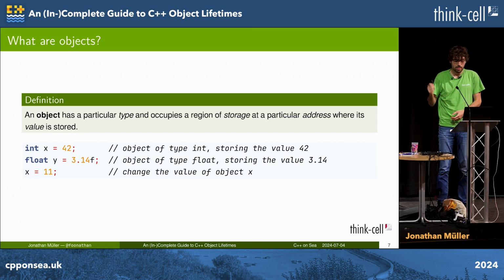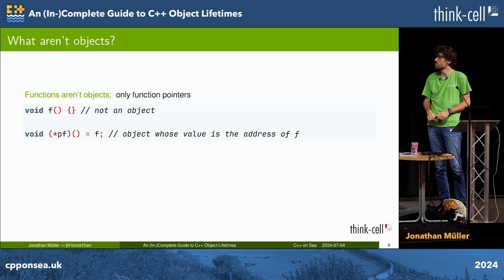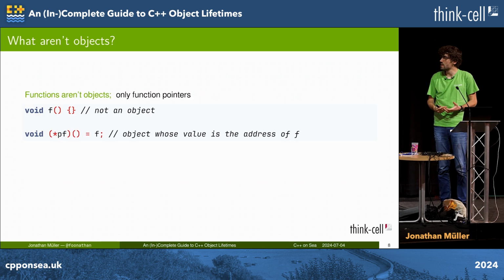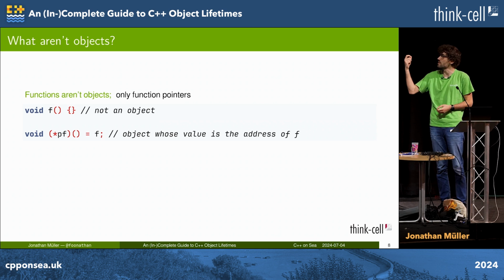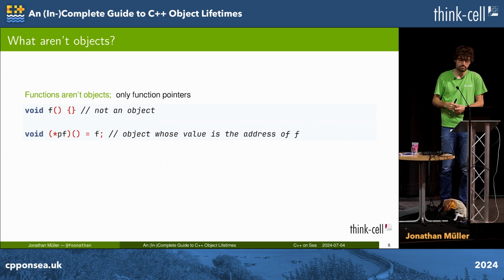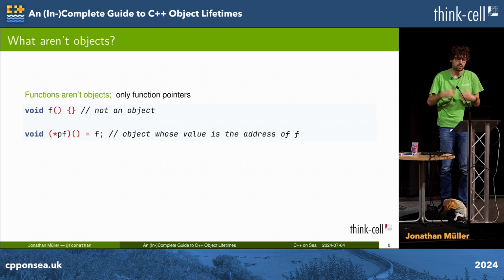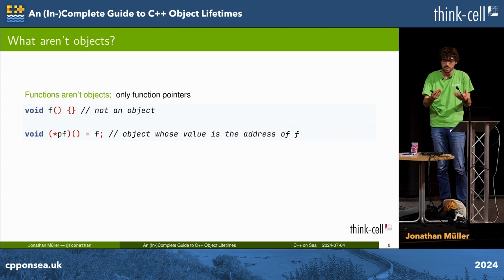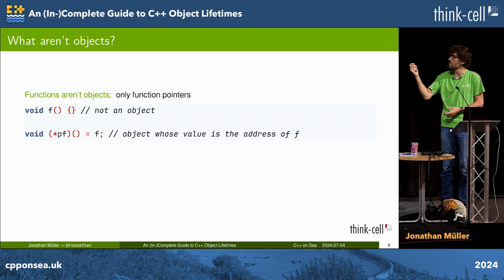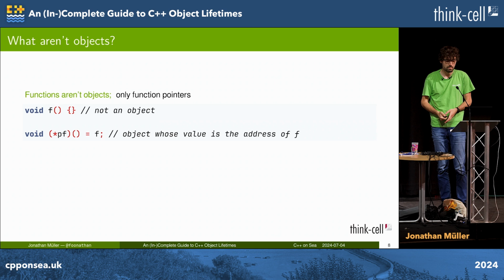It's important to point out that two things aren't objects. First of all, functions. Even though a function has an address, they're not objects. The only actual object is a function pointer. And when we use a function, we just get a value that is the address of the function to create a function pointer. But the function by itself, even though it physically occupies storage somewhere in your program, is not an object by the C++ standard.